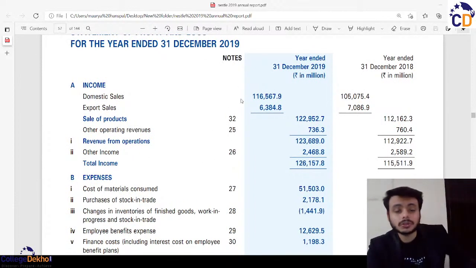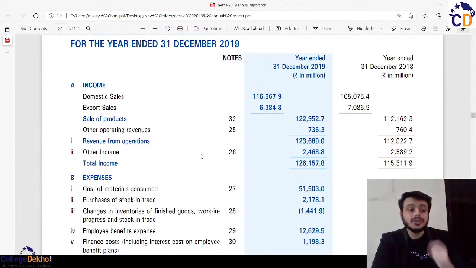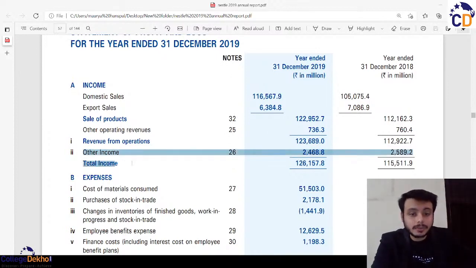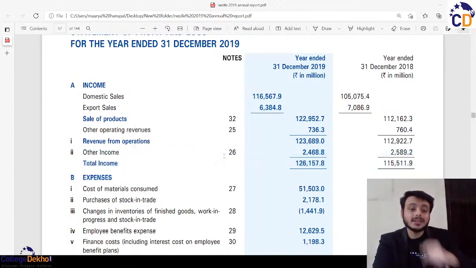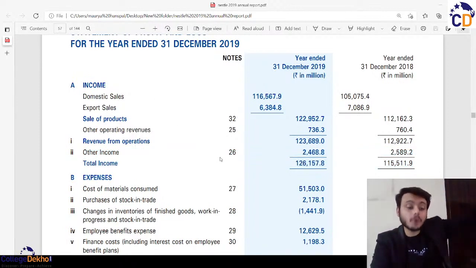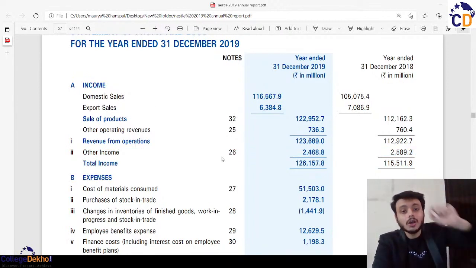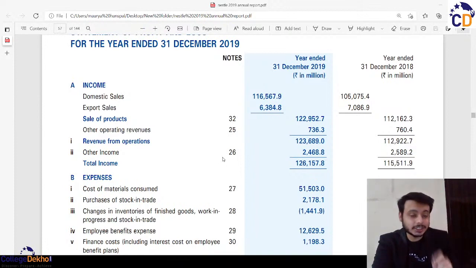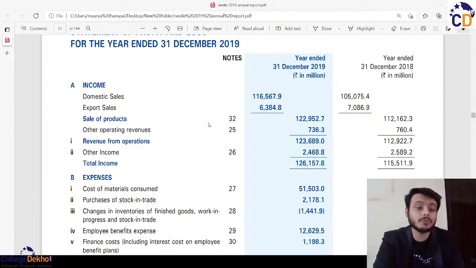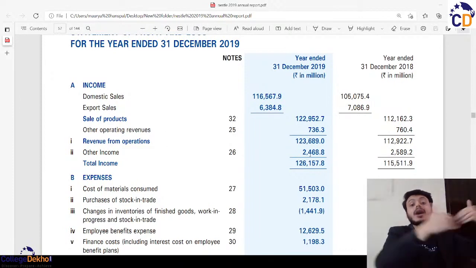Other income, go to note number 26. So this will tell you the other income amount, which is fine, but this will tell you from which sources you have got the other income. Basically these notes are essential if you want to dig deep into these figures. You want to know which products were sold. Other income is written here, but where did it come from?